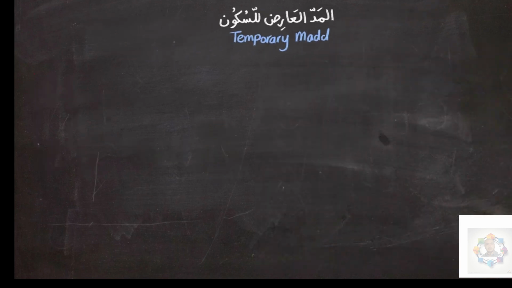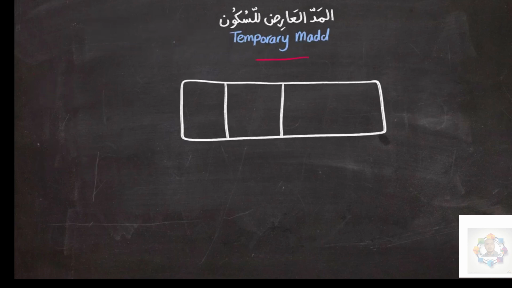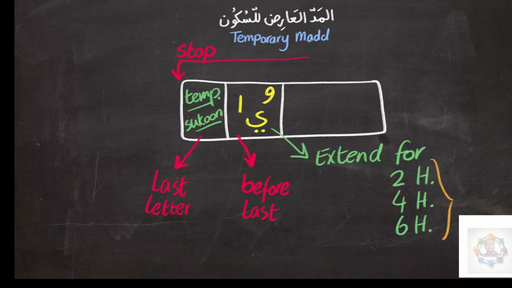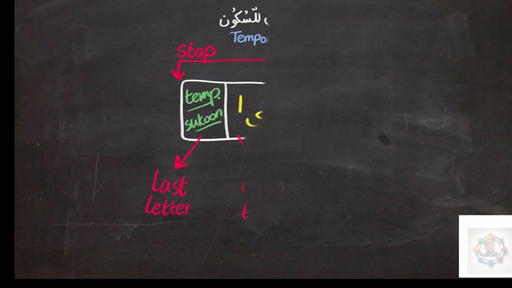So, temporary med or med al-'arid lis-sukun happens when a letter of med comes before the last letter of a word you're stopping at. And the last letter of that word should then have a temporary sukun. At this point, you may extend the med letter for 2, 4, or 6 harakat. And in my opinion, the easiest option is that you extend it always for 2 harakat, because it would be extended for 2 harakat if you stop at it and if you keep on reading, since it is a natural med anyway. And now it's time for the recitation of today's lesson.